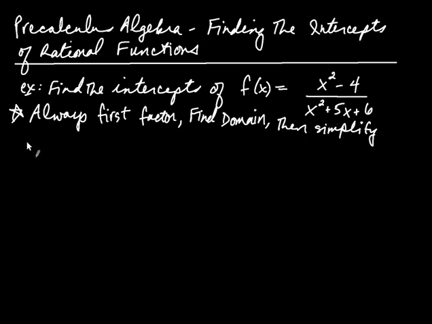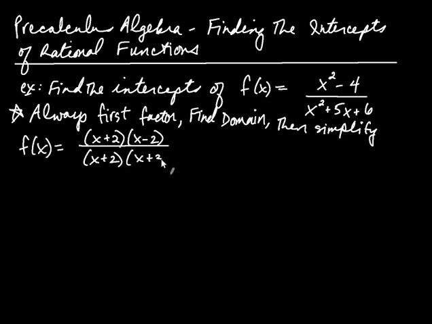So let's do that. We have f of x is equal to, okay, factoring that numerator, it's a difference of squares, x squared minus 4. So it factors as x plus 2 times x minus 2. And the denominator is going to factor as x plus 2 times x plus 3.